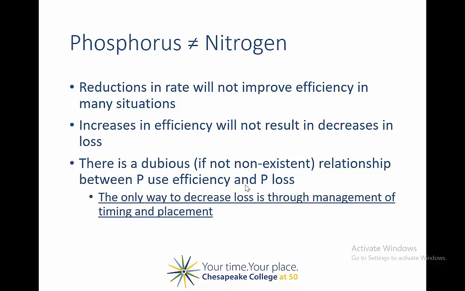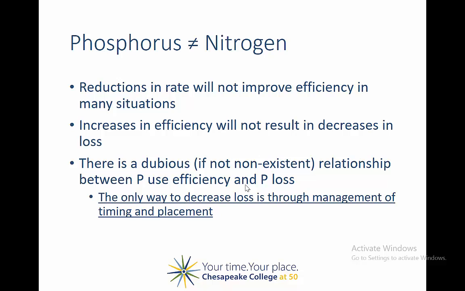And we talk a lot about nitrogen use efficiency, right? Putting out what the crop needs when it needs it. That's still important for phosphorus, but we have to understand phosphorus differently. So when we're talking about, oh, let's just increase our phosphorus use efficiency, it's not the same principles as it is for nitrogen, okay?